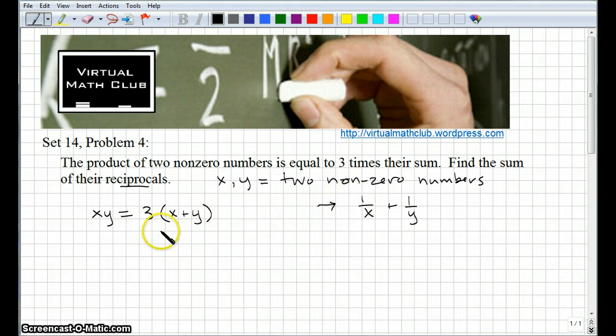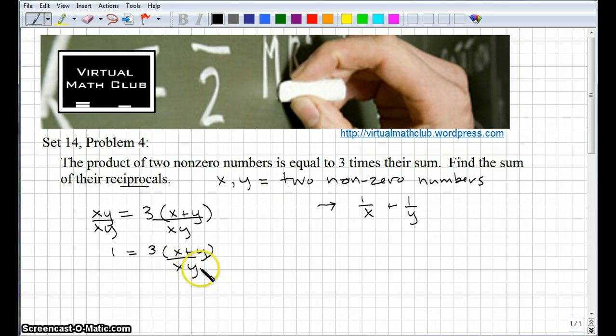Well, let's just work with what we know. Probably the first thing I would do is divide by xy. Divide both sides by xy. We're doing the same thing to both sides, so the equality still is true. So what's that going to give us? Well, xy over xy is just 1. And on the right we have 3 times (x plus y) over xy.